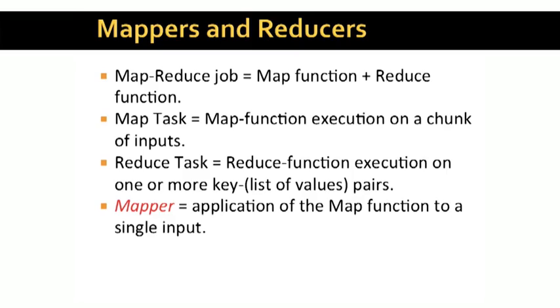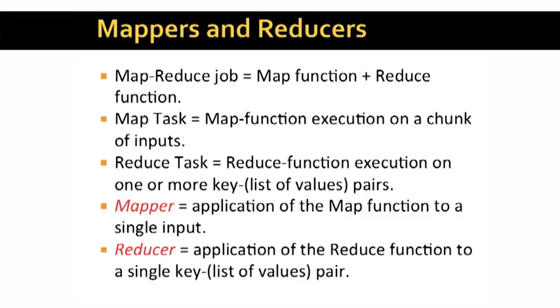When we talk about the computation cost of MapReduce algorithms, we need terminology that is more fine-grained than tasks. So I'm going to use the term mapper to refer to the application of the map function on one input. A map task then consists of many mappers. Similarly, I'll refer to the application of the reduce function to a single key and its associated list of values as a reducer. A reduce task then consists of one or more reducers.